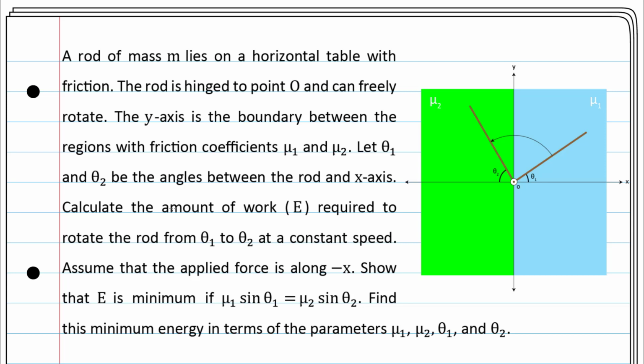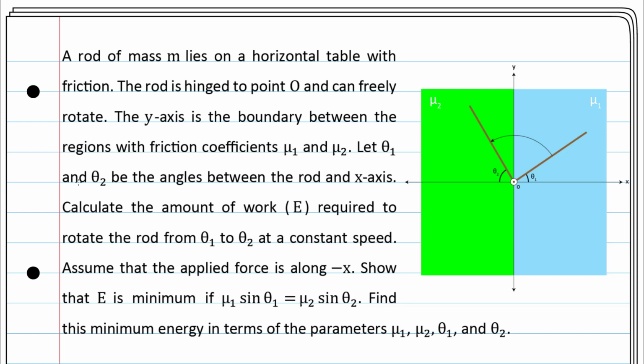Hi guys, today I'm going to show you a beautiful question which is the mechanical equivalent of Snell's law in optics. Let's go. A rod of mass m lies on a horizontal table with friction. The rod is hinged to point O and can freely rotate. The y-axis is the boundary between the regions with friction coefficients mu1 and mu2.